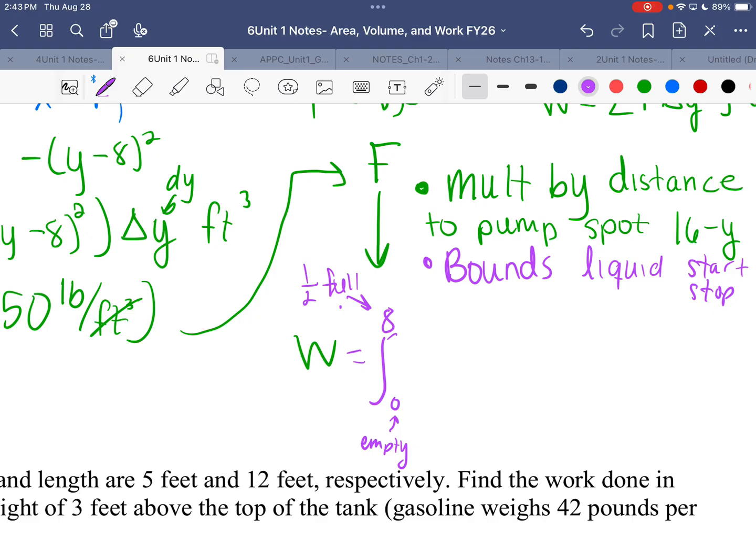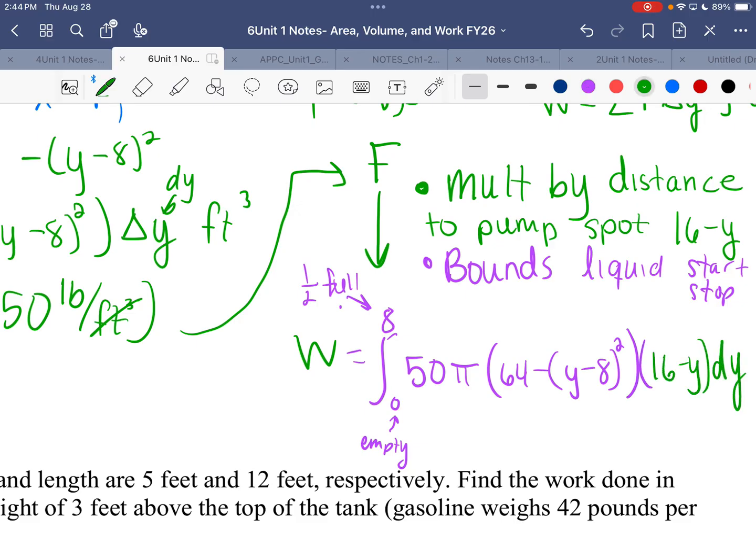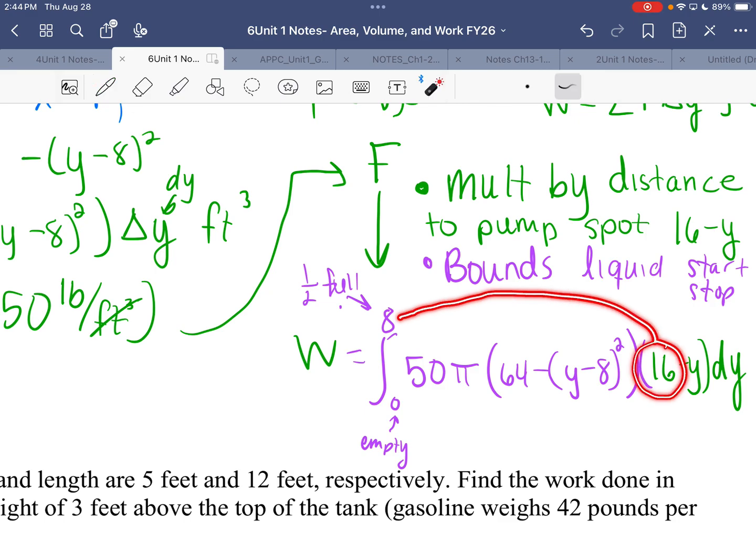And I'm going to write my whole equation. So we got the 50 from the density. Pi radius was 64 minus y minus 8 squared. And then our pumping location, 16 minus y dy. The most common mistake is mixing up the pumping location and where the liquid is. The pump has to be part of the equation of work because it's literally part of the effort to get it up to that spot at 16 or whatever it is in that case.